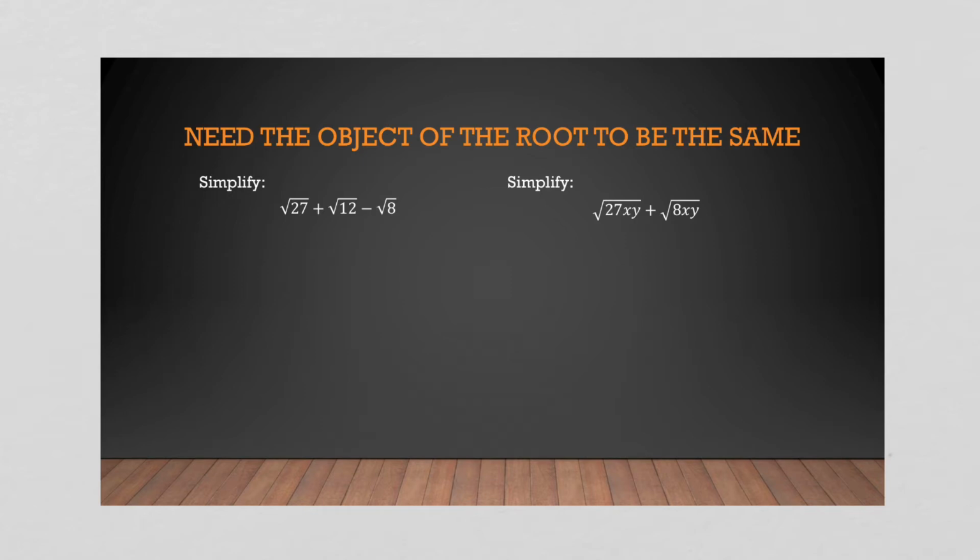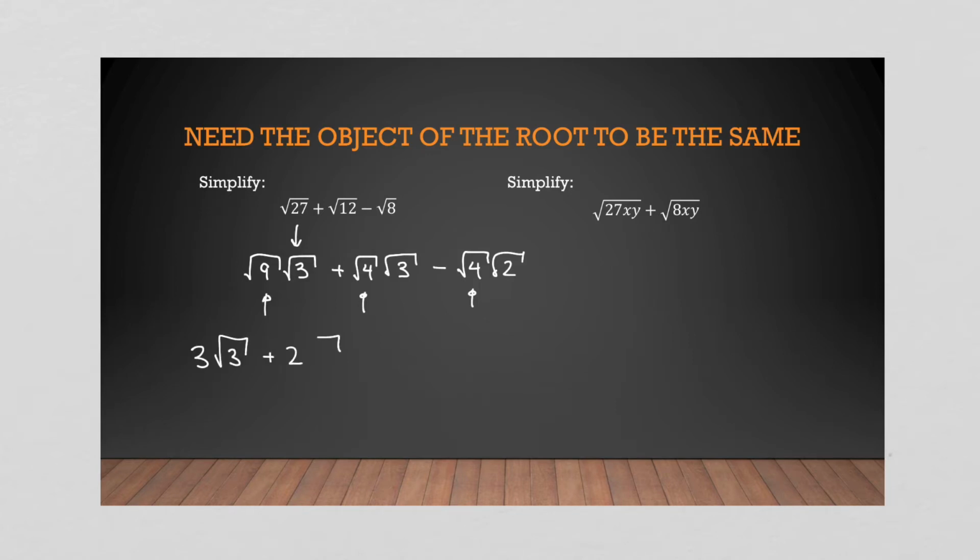One's redundant, so 4, 9, 16, 25. Well, I know that 27 is actually just the same as saying the square root of 9 times the square root of 3. And I know that 12 is the same as saying the square root of 4 times the square root of 3. And then 8, well, 8 is the square root of 4 times the square root of 2. And I picked those because perfect square, perfect square, perfect square. And now I can simplify that to 3 root 3 plus 2 root 3 minus 2 root 2.